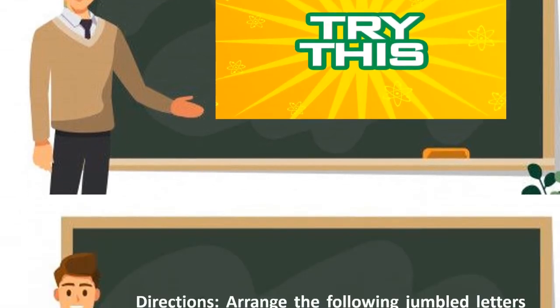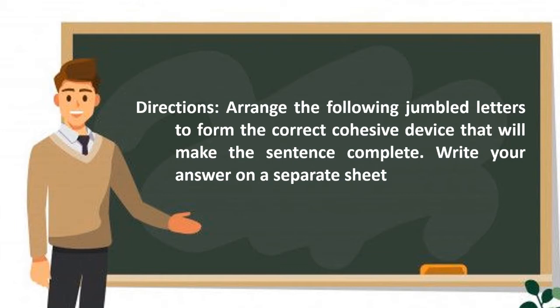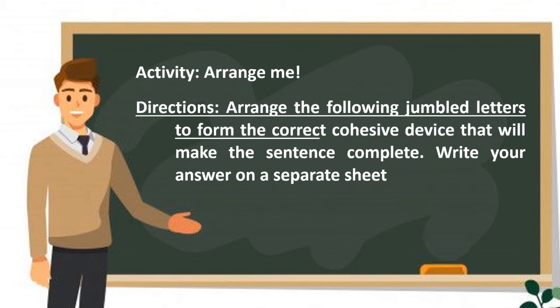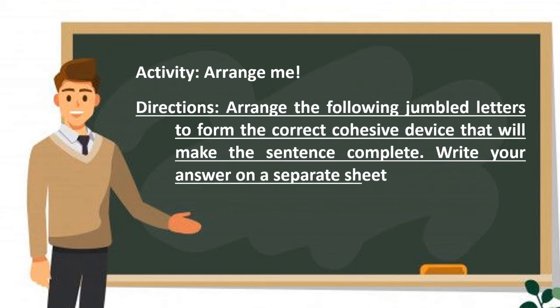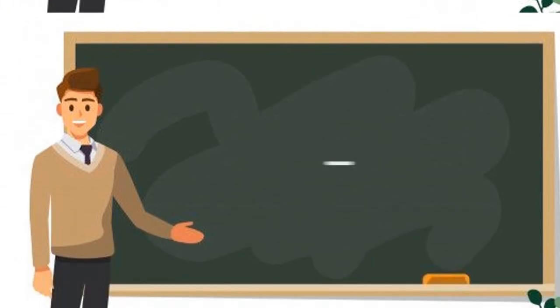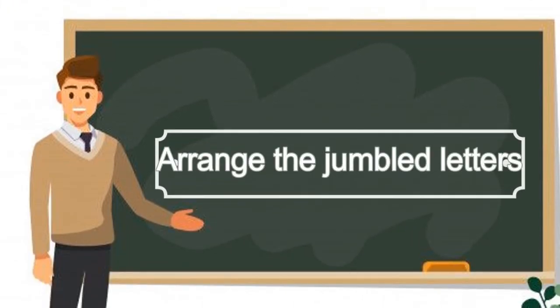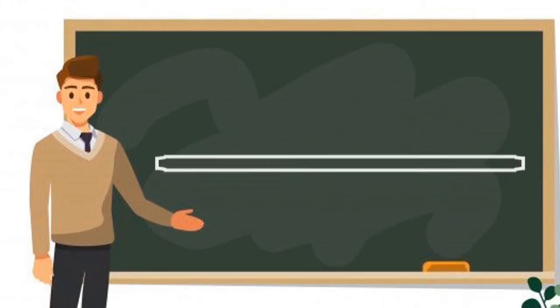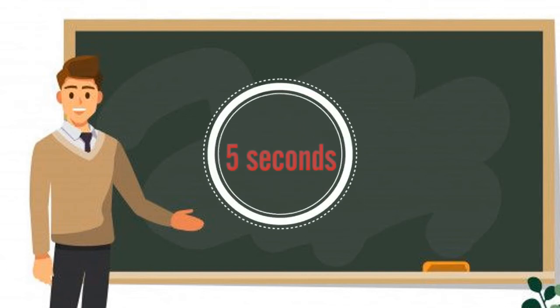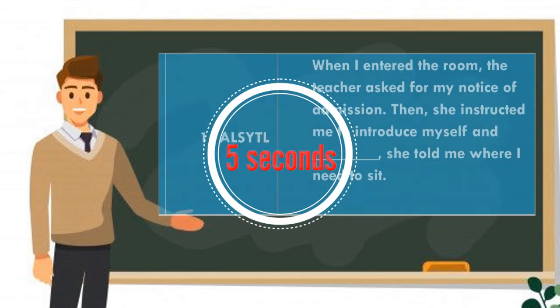The name of our activity is Arrange Me. Now learners, there are jumbled letters from 1 to 10. What you are going to do is arrange the jumbled letters to form the correct cohesive device that will make the sentence complete. Write your answer on a separate sheet of paper. Now, I'm going to read to you the jumbled letters. You will be given 5 seconds to answer each number.